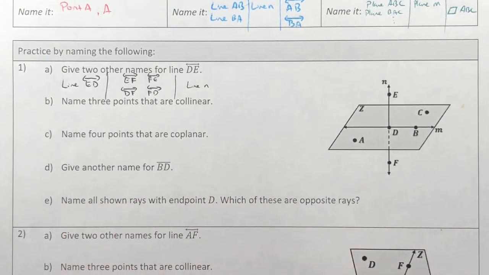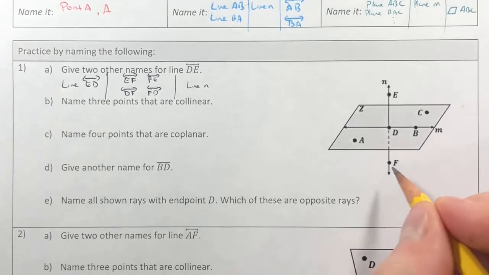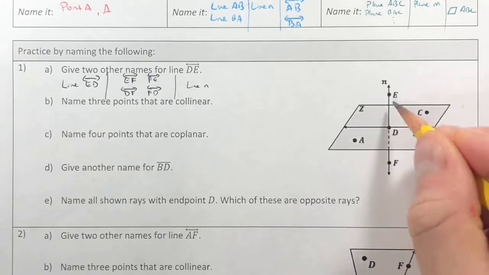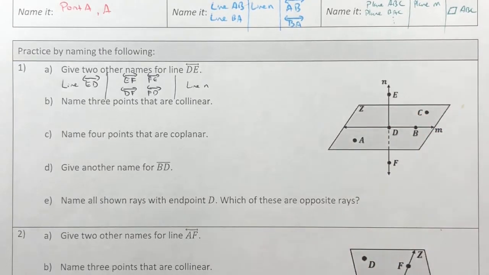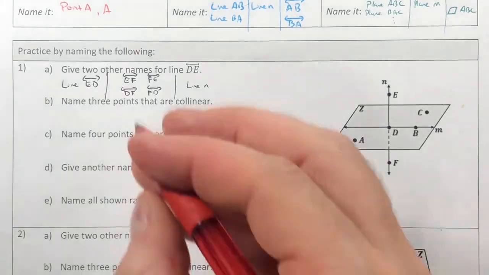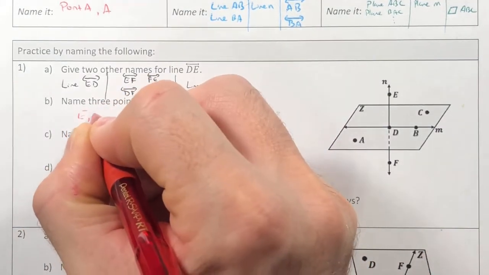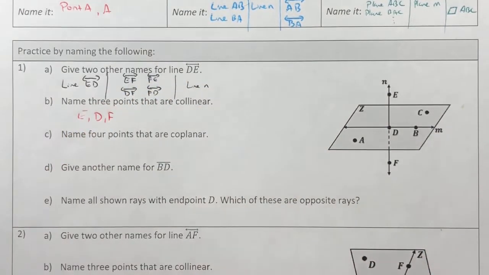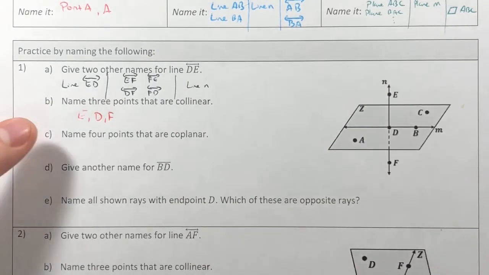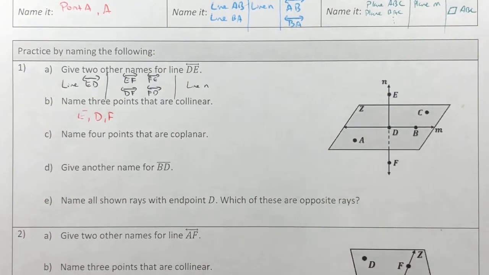Can I name 3 points that are collinear for part B? So I'm going to look over here at my drawing and try and find 3 points that are along a line. And lo and behold, look, it looks like I got those same 3 points. So I'm going to name those. I have E, D, and F.